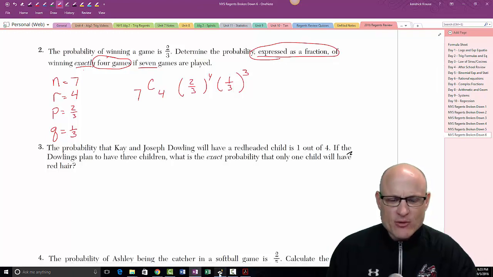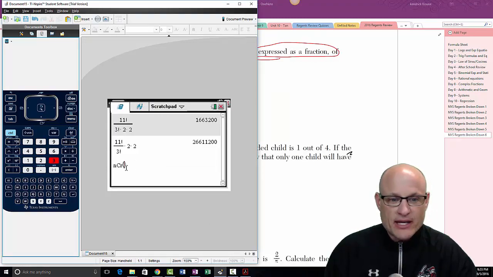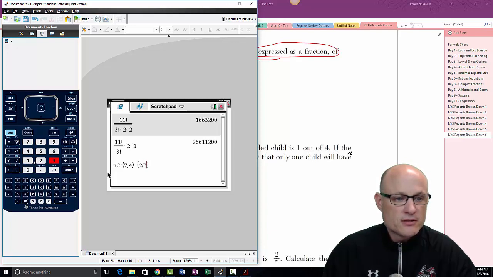But we're going to type that into our calculator. So in order to get that, we go menu 5-3. That gets us to combinations. And this was 7, 4. This is how you put them in this calculator, 7, 4. Menu 5-3 takes you just to the probability combinations. Then we're going to go times parentheses, and then the first one we go 2/3, parentheses raised to the 4th, and get out of parenthesis mode.